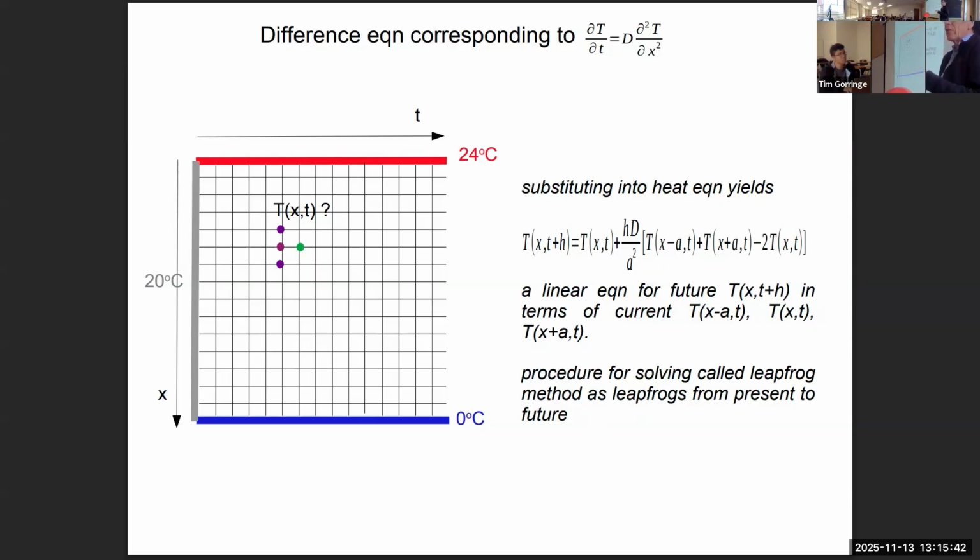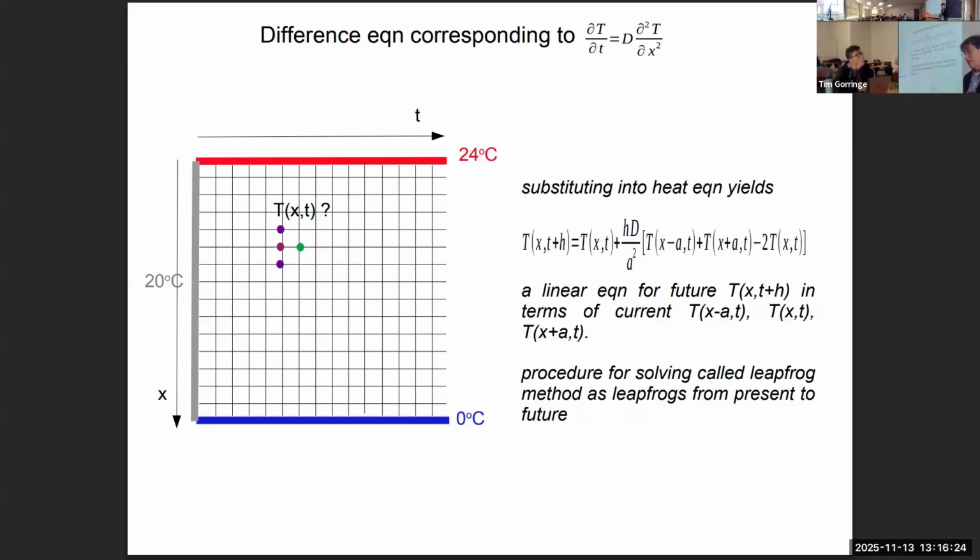The procedure that we're going to use for solving it when we implement it on the computer is not a relaxation procedure. It's called a leapfrog procedure, leapfrog method. In this case, we're calculating a future temperature from a current temperature. We do it all the way along the rod or through the glass. And then when we've got the future temperature, we're going to take that as the current temperature, calculate the future temperature all the way along the rod.